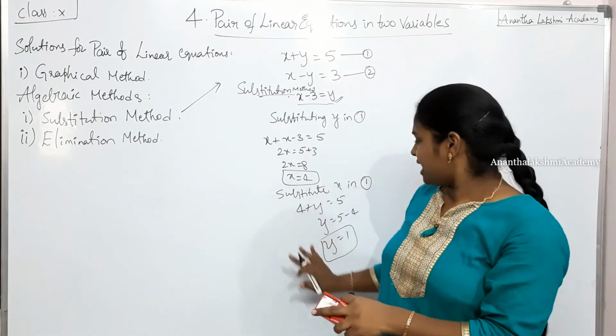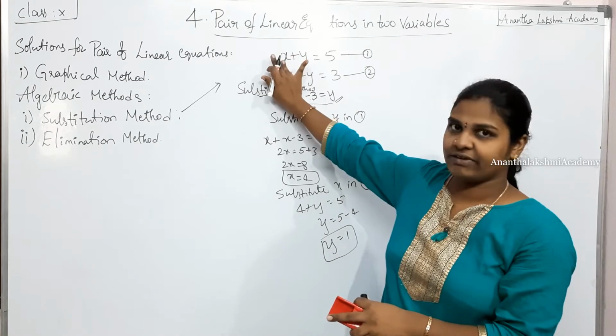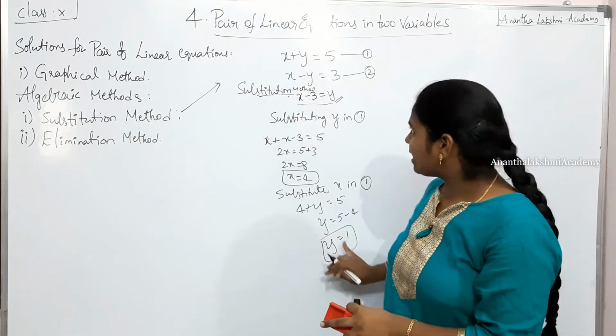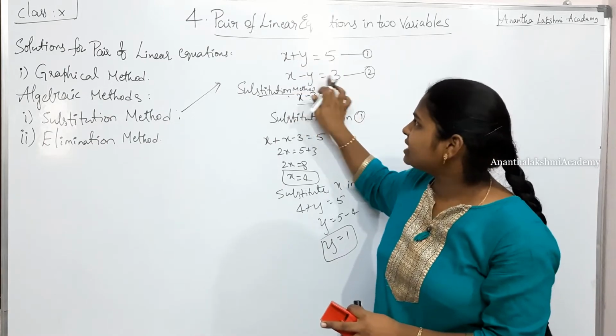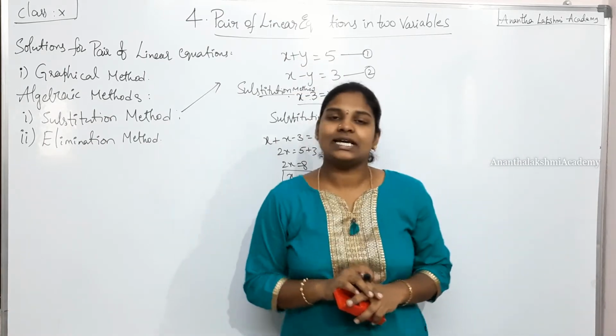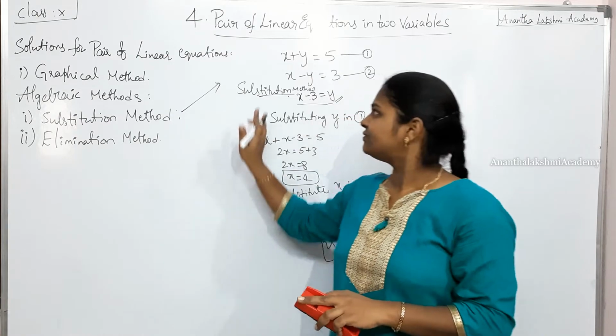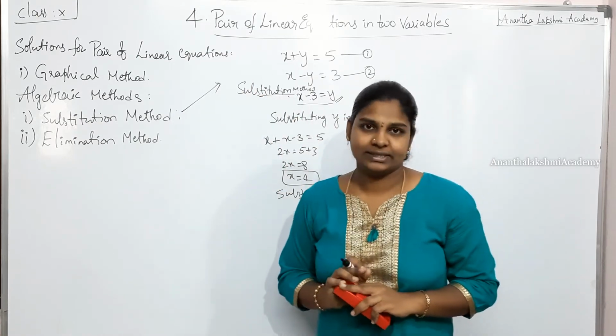Now let us see if this is going to satisfy these equations. See, x is 4, y is 1. 4 plus 1 is equal to 5. Satisfied? 4 minus 1 is equal to 3. That is also satisfied. That is our first method, which is the substitution method.